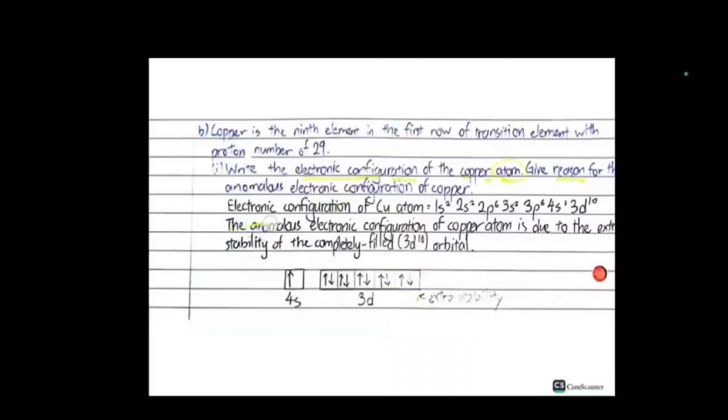Thus, the electronic configuration of the copper atom we should write is 1s2, 2s2, 2p6, 3s2, 3p6, 4s1, and 3d10, because one electron goes to the 3d orbital. The reason for the anomalous electronic configuration of the copper atom is the extra stability of the completely filled 3d10 orbital. This can be copied from the lecture notes. We should memorize it.